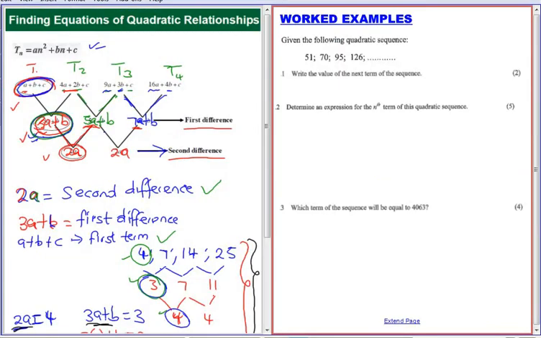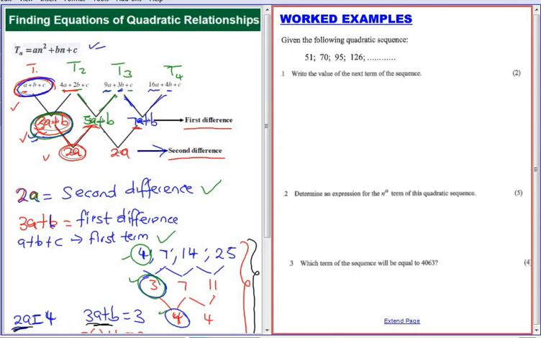Well, look at this one. We would like to see if we can handle this one without any problems at all. So let's first of all establish if it is a quadratic number pattern at all. Maybe it isn't.